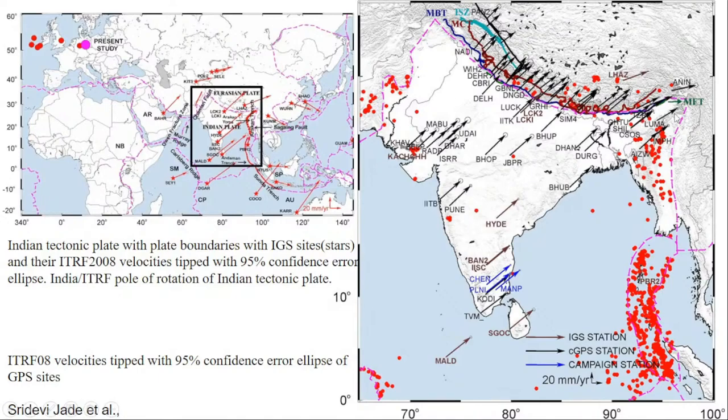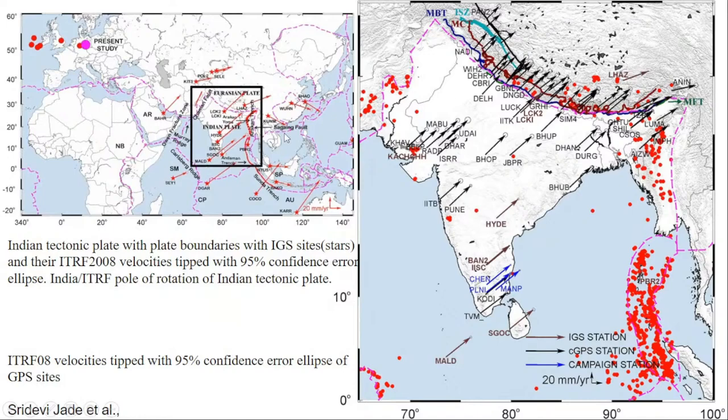And why more velocity? Because our Indian plate is having anti-clockwise motion. So due to this anti-clockwise motion, you get more velocity here and less velocity here. And the strain accumulation also varies, and the convergence rate also varies from northwest to northeast.